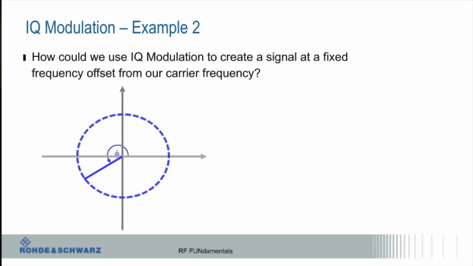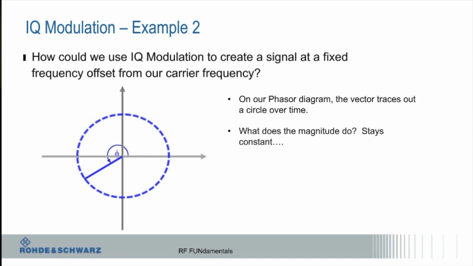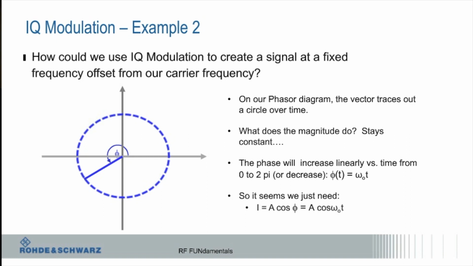What if you want to use an IQ to create a fixed frequency at an offset? It traces out a circle. These vectors rotate as a function of frequency. So what does the magnitude do? The magnitude stays the same. When you're doing any of these, particularly binary quadrature, there's no amplitude component, so it just has some rotational, phase or frequency aspect. The phase will increase linearly with time from 0 to 2 pi, so it's rotating.